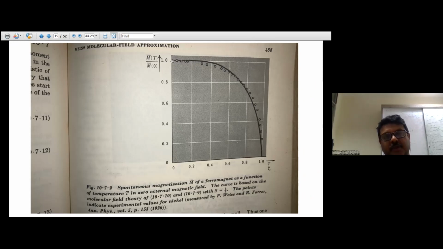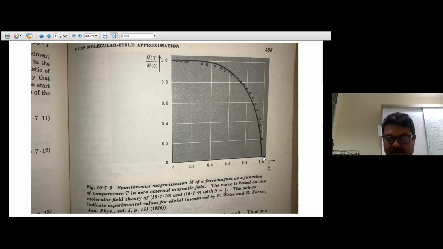At lower temperatures, it shows spontaneous magnetization. There's a finite magnetic moment, which is close to 1 at very low temperatures. But as you go above, this magnetic moment gradually keeps on decreasing. And then at a certain value of temperature, the so-called Curie temperature, which you might have heard about, the magnetic moment goes to 0.